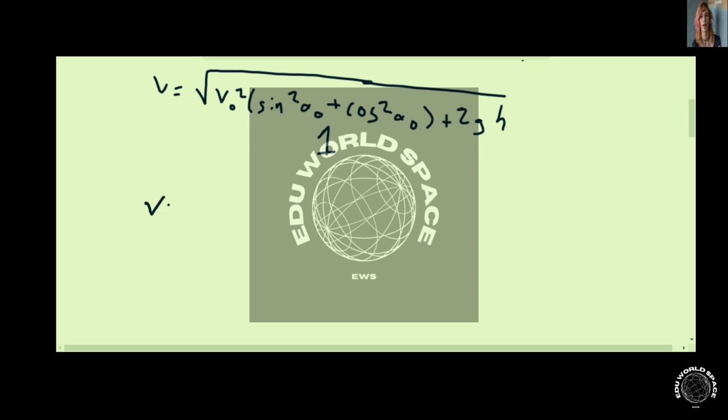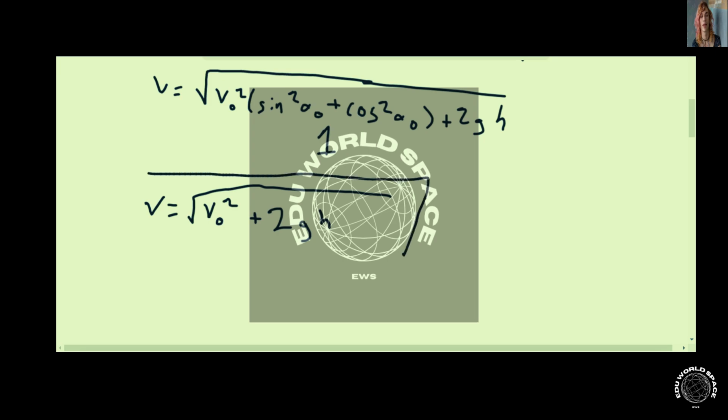So we can simplify this to v, the velocity, is equal to the initial velocity squared plus 2gh, all of that square rooted. And that is our answer, and you'll notice that it is independent of angle alpha naught, as it does not appear in this equation for velocity.